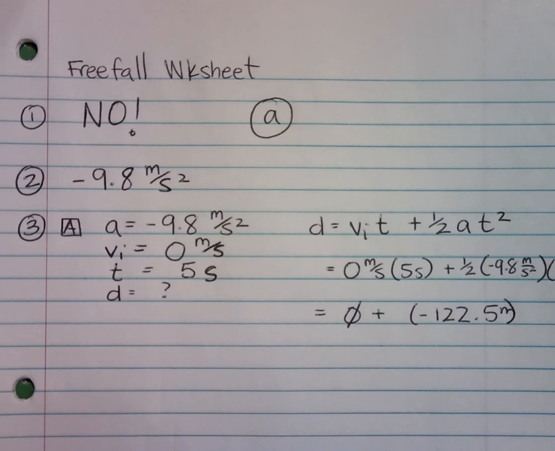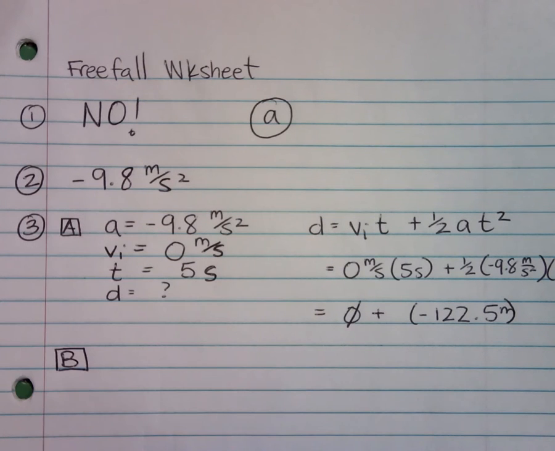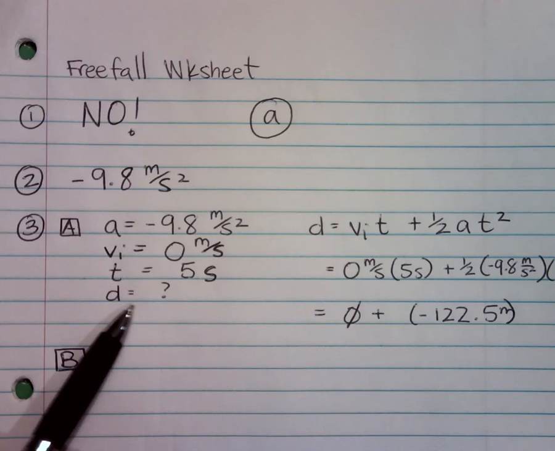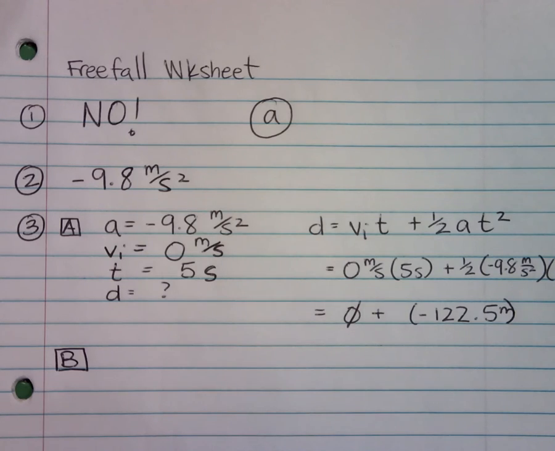Okay, so that was number 3. Let's look at number 4. Oh, sorry, there's a part B to number 3. Let's talk about that. How fast was Zarya going after 5 seconds? So in this first problem, we had an initial velocity, and that was 0. And we solved for how far she went. She went negative 122.5 meters. But we don't know what her final velocity was, so let's look at our sheet.